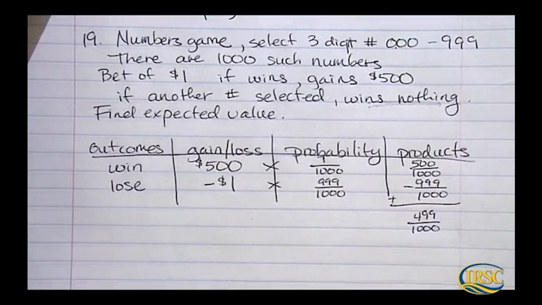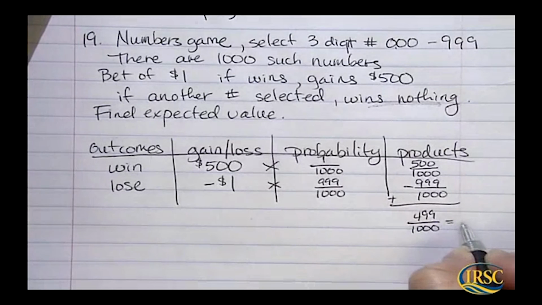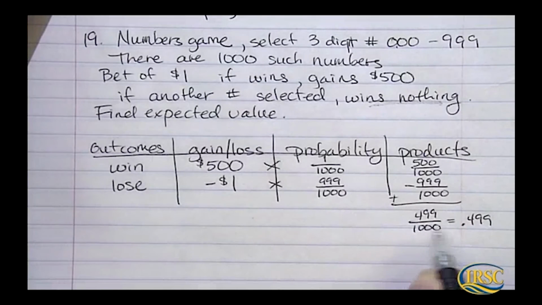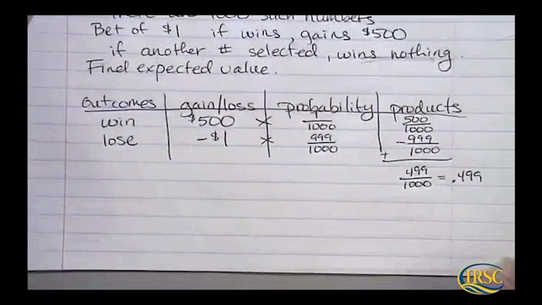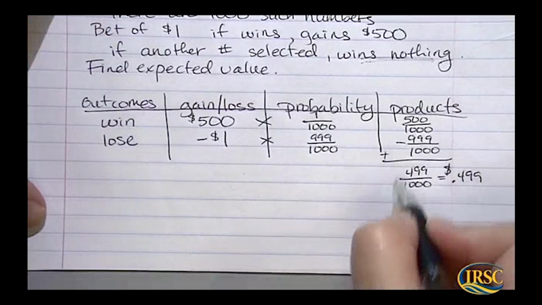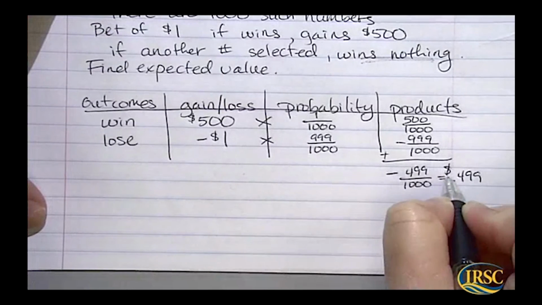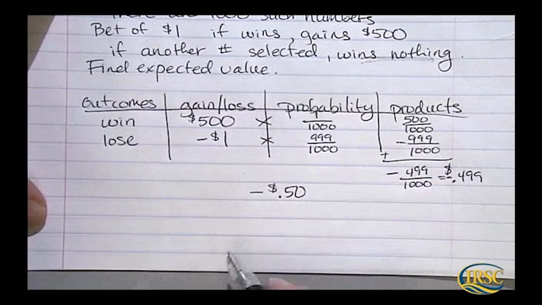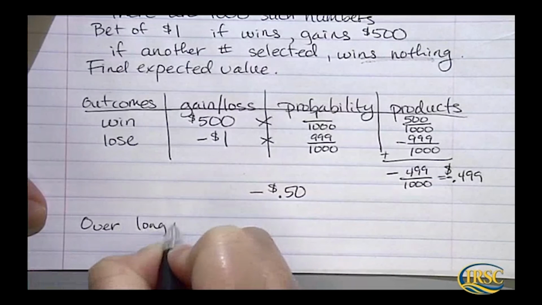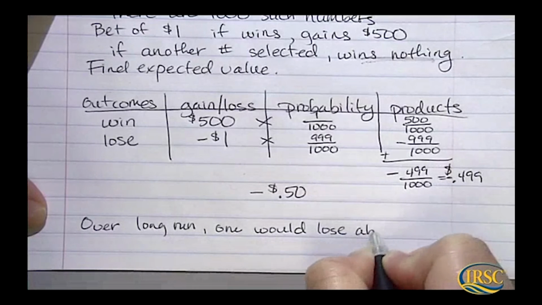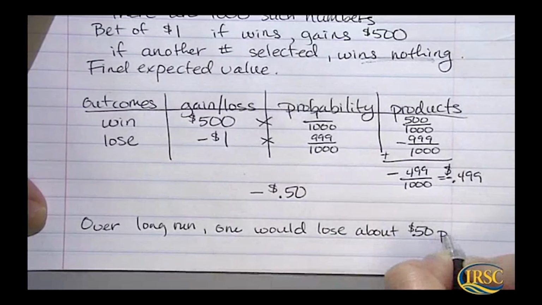And then what does that convert to as a decimal? Okay, 0.499. Is that what you guys got? Good. Because notice we're dividing by multiples of 10, so that's really just move your decimal backwards the number of zeros you have. And this is money, so we need to round to the nearest penny. Oh, I missed something. Negative, good. So we have negative 50 cents. So over the long run, one would lose about 50 cents per game played.